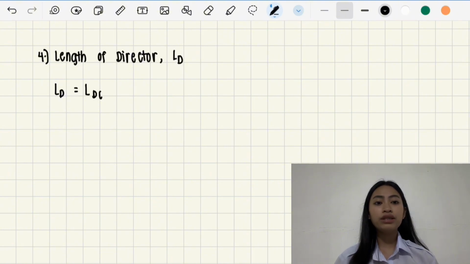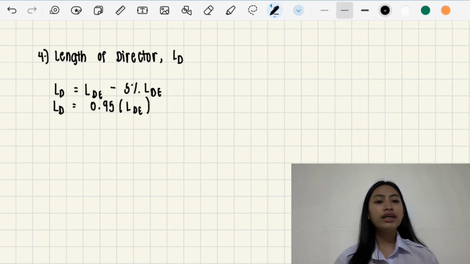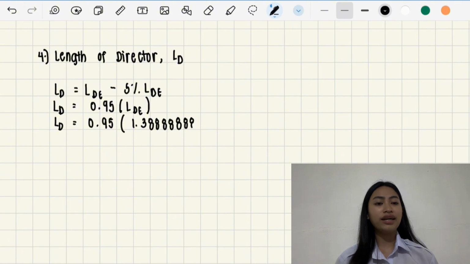Moving on, to calculate the length of the director, the formula would be LD is equal to LDE minus 5% of LDE, where LD is equal to 0.95 times LDE. The given LDE is 1.388888889 meters. So to substitute the values for the calculation, LD is equal to LDE times 0.95. Then LD is 1.388888889 meters times 0.95.